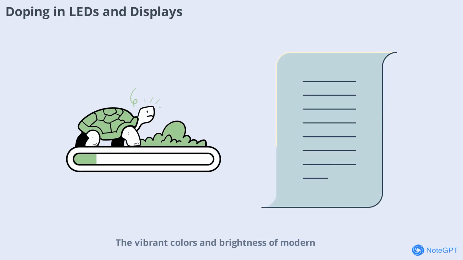The vibrant colors and brightness of modern LED displays are made possible by precise doping. By adjusting the dopants in the semiconductor material, manufacturers can produce LEDs that emit specific wavelengths of light. This technology is used in everything from televisions to smartphone screens, delivering stunning visuals and energy-efficient performance.